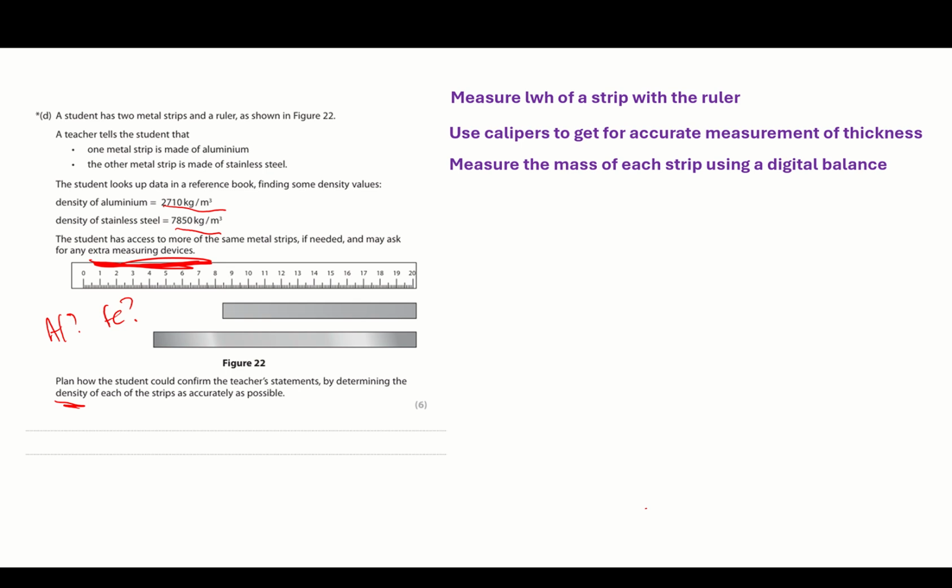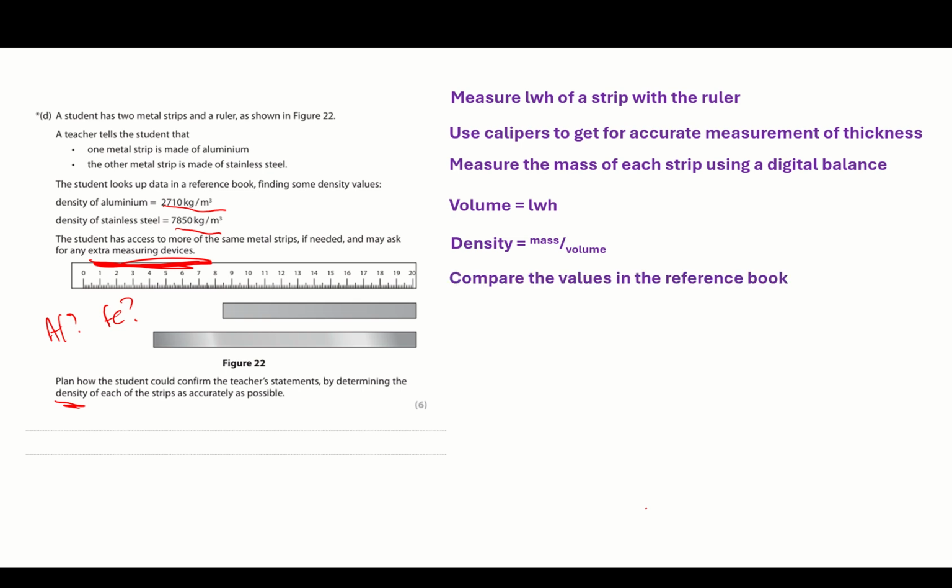So I've now said I'm going to measure length, width and height with a ruler. I'm going to measure the mass. The volume equals the length times the width times the height. Density equals mass divided by volume. And you can see already we've got 4 marks just using basic density science. It's lovely. But again, make sure you get those equations in there.